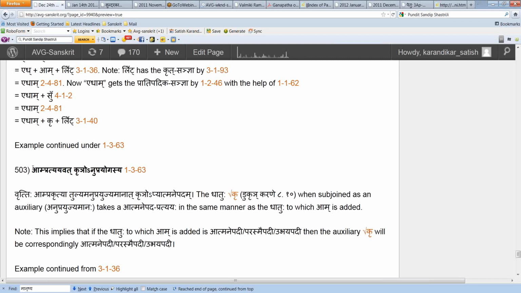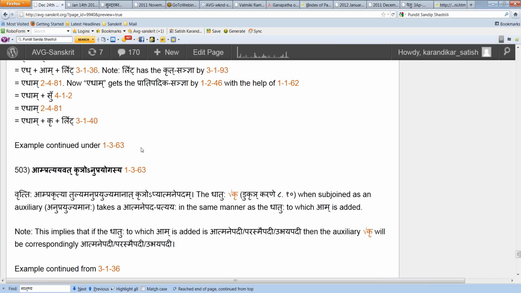So one more time, in this sutra, which we see next time, Panini says that when the dhatu kru is used in anuprayoga, you take the same padam, atmanepadam or parasmanepadam, as the dhatu to which am was added. The fact that Panini is saying kriya in this sutram, if kru was the only dhatu in anuprayoga, there was no need to say kriya. Panini could have simply said am pratyayavat anuprayogasya. That becomes a jnapakam that tells us that there must be some other dhatus also which can be used in anuprayoga. That's why Panini is saying kriya anuprayogasya. So this becomes a jnapakam that in addition to kru, there must be some other dhatus being used in anuprayoga. Otherwise, there's no need to say kriya in 1363.